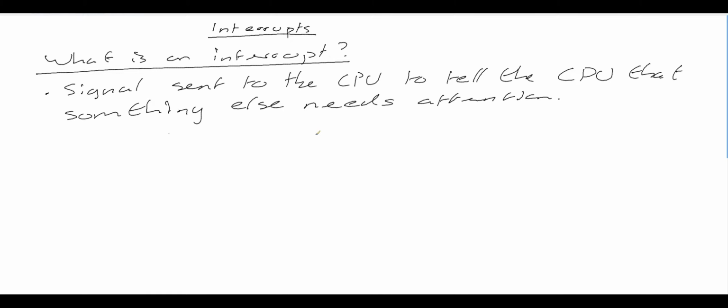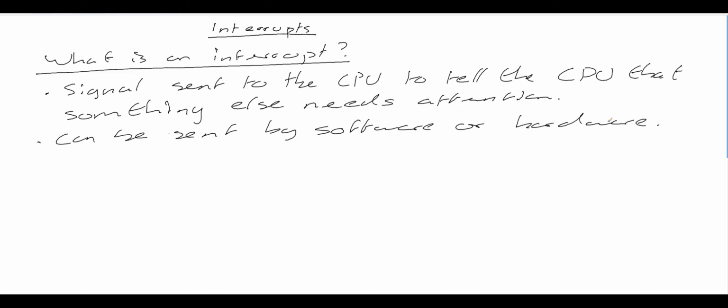And an interrupt signal can be sent by either a software program or a hardware device. Okay, so it can be sent by software or hardware. An example of a hardware interrupt might be when a key is pressed on the keyboard, and in this case the keyboard sends an interrupt to the CPU to tell the CPU that a keystroke needs to be read.